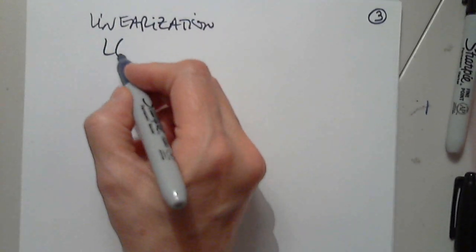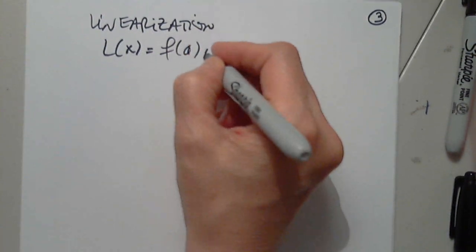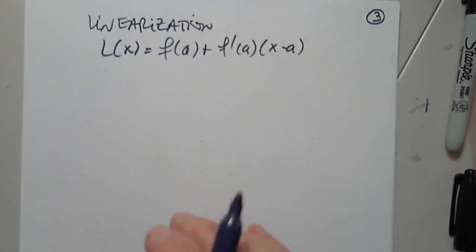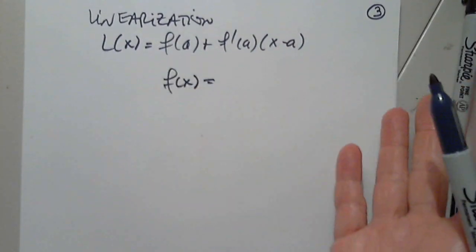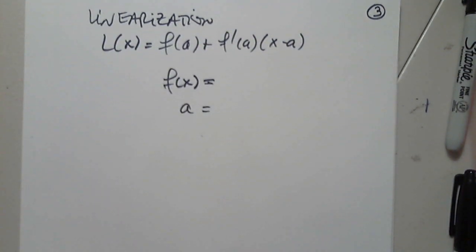The linearization is a linear function and is determined with f of a plus f prime of a times x minus a. So you have to give us a function, f of x, any function you want, and you have to give us a. Any a you want.